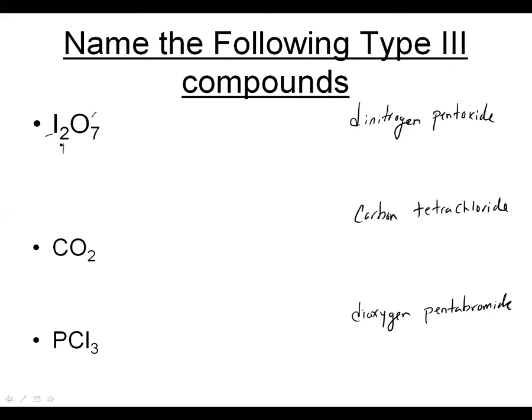We see two of the I, so that's going to be di, and then we use the whole name, iodine, for the first one. The second one, the prefix for 7 is hepta, and then the oxygen becomes oxide. Here we will drop that A off of that. Heptoxide. Again, as I mentioned earlier, the two I's, still okay. So diiodine heptoxide. Any questions on that one?